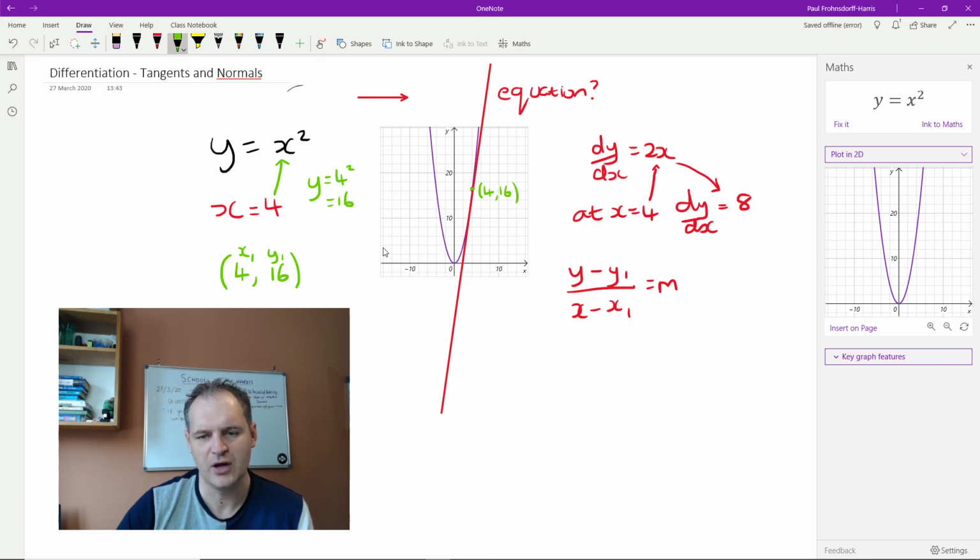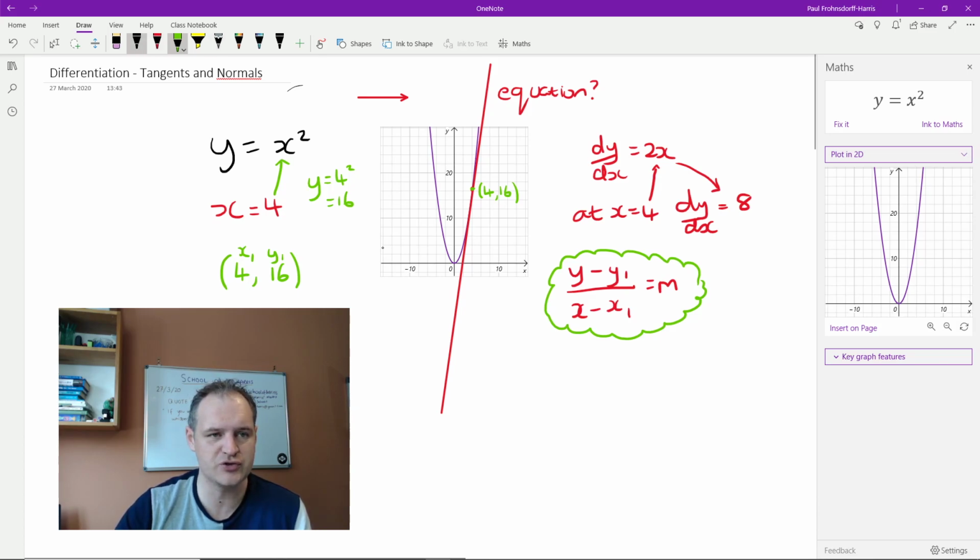we have this equation, which is the universal equation for the gradient. So we can say that for the equation of the straight line, using the information we've got, (y − 16)/(x − 4) is equal to 8. Because we got that, this is m.